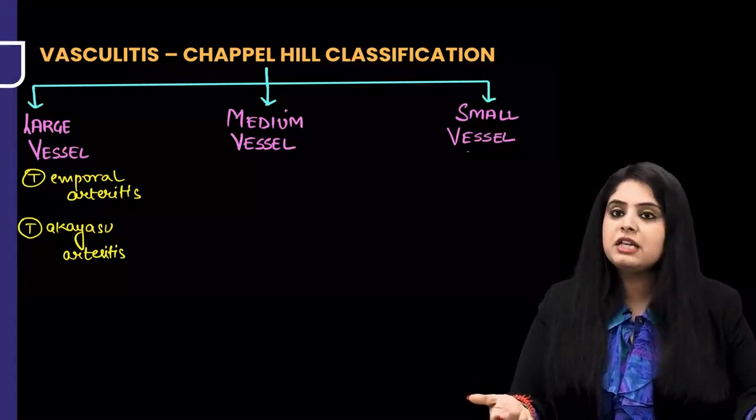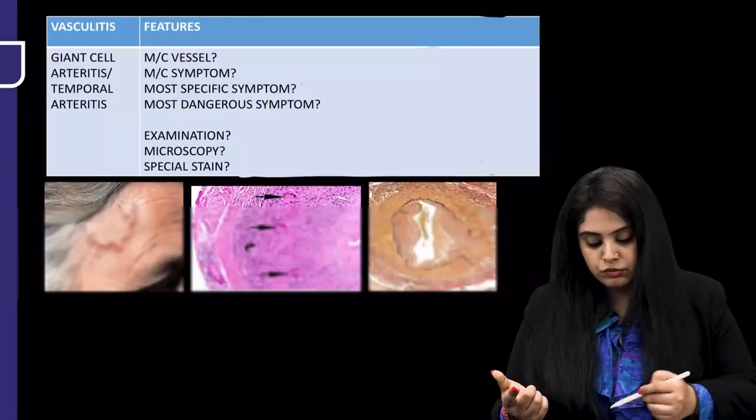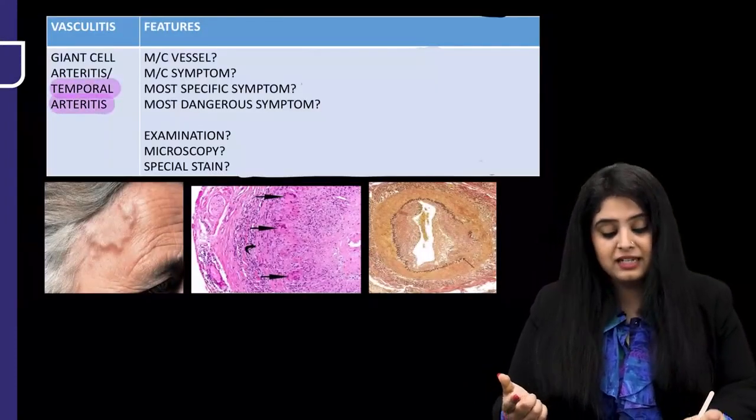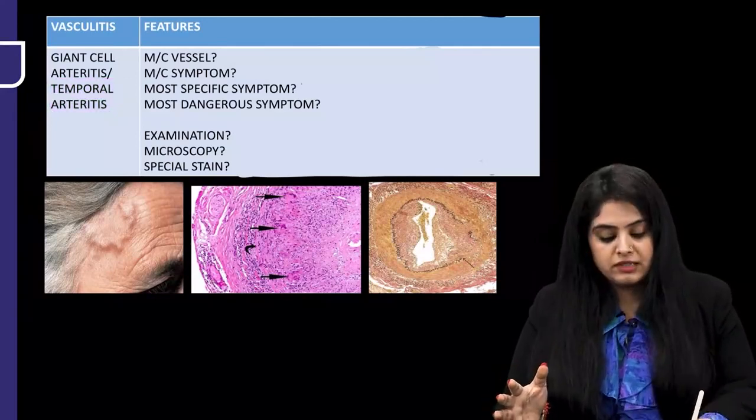Should we get going? Let's begin with this journey. Let's start with T and T, temporal and Takayasu. So first I'm starting with temporal arteritis, and these are exactly a glimpse of how the tables are going to be. I'm starting with temporal arteritis, and that is also known as giant cell arteritis.